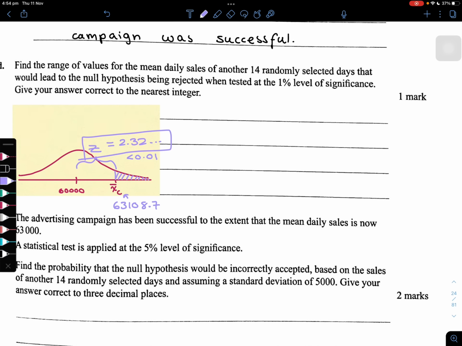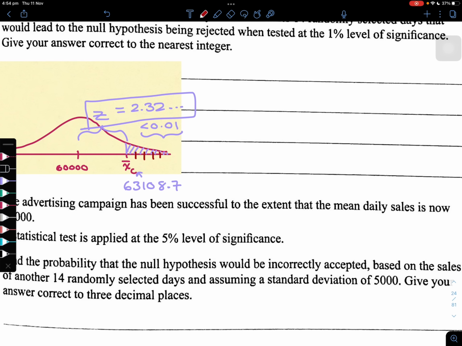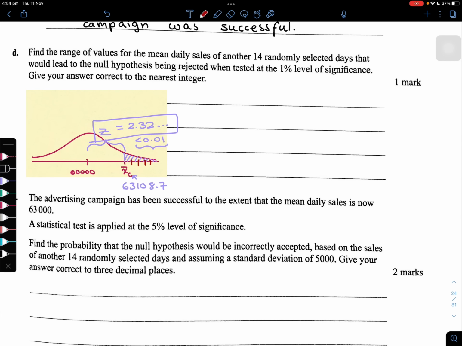Now, do we want our values to be less than that or greater than that for this probability to be less than 0.01? In order for it to be less than that, it needs to be greater than that. We need to move that critical value, or that critical value is there. Our means of our samples that we take need to be past that point. Otherwise, the area to the right of it would be greater than 0.01, and that wouldn't be rejected. So therefore, we say the mean daily sales need to be greater than or equal to 63109, nearest integer.